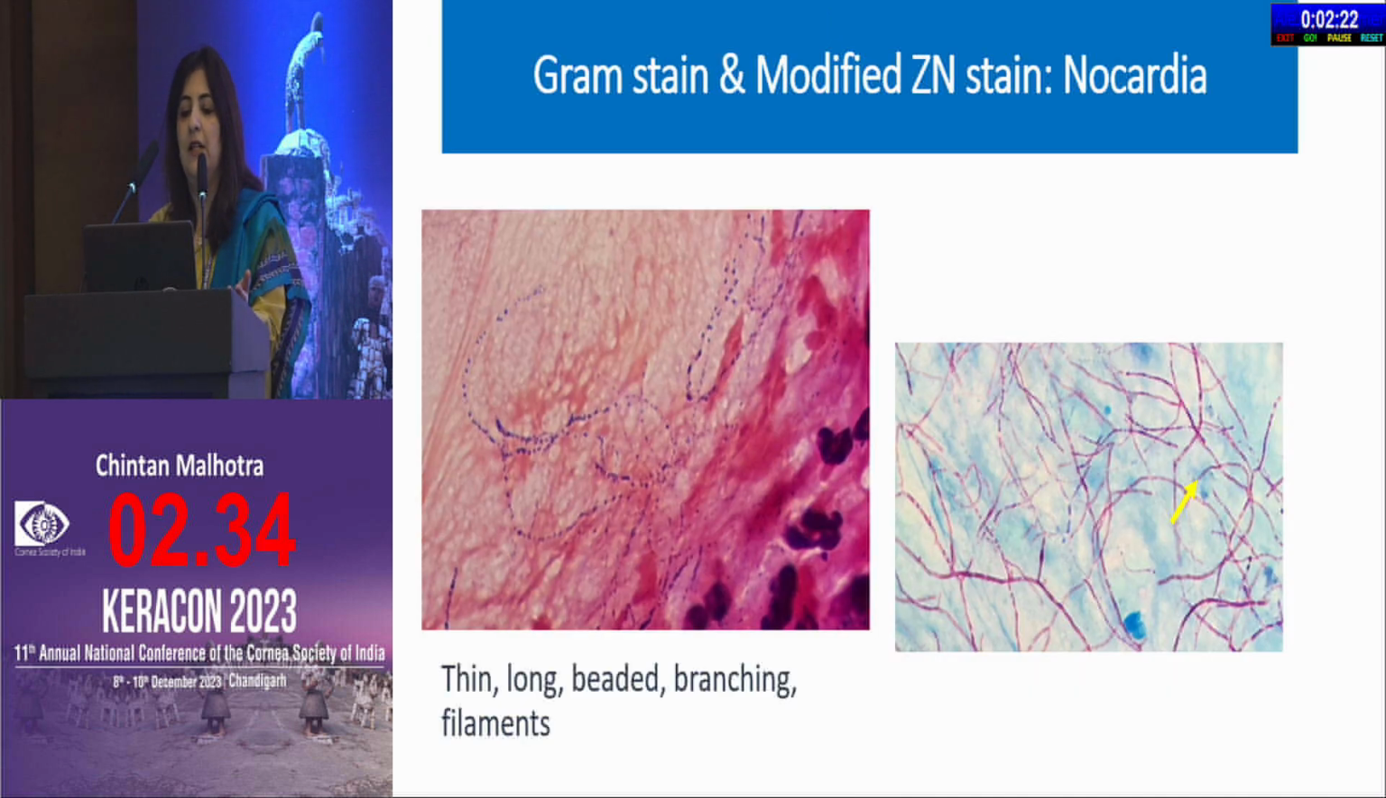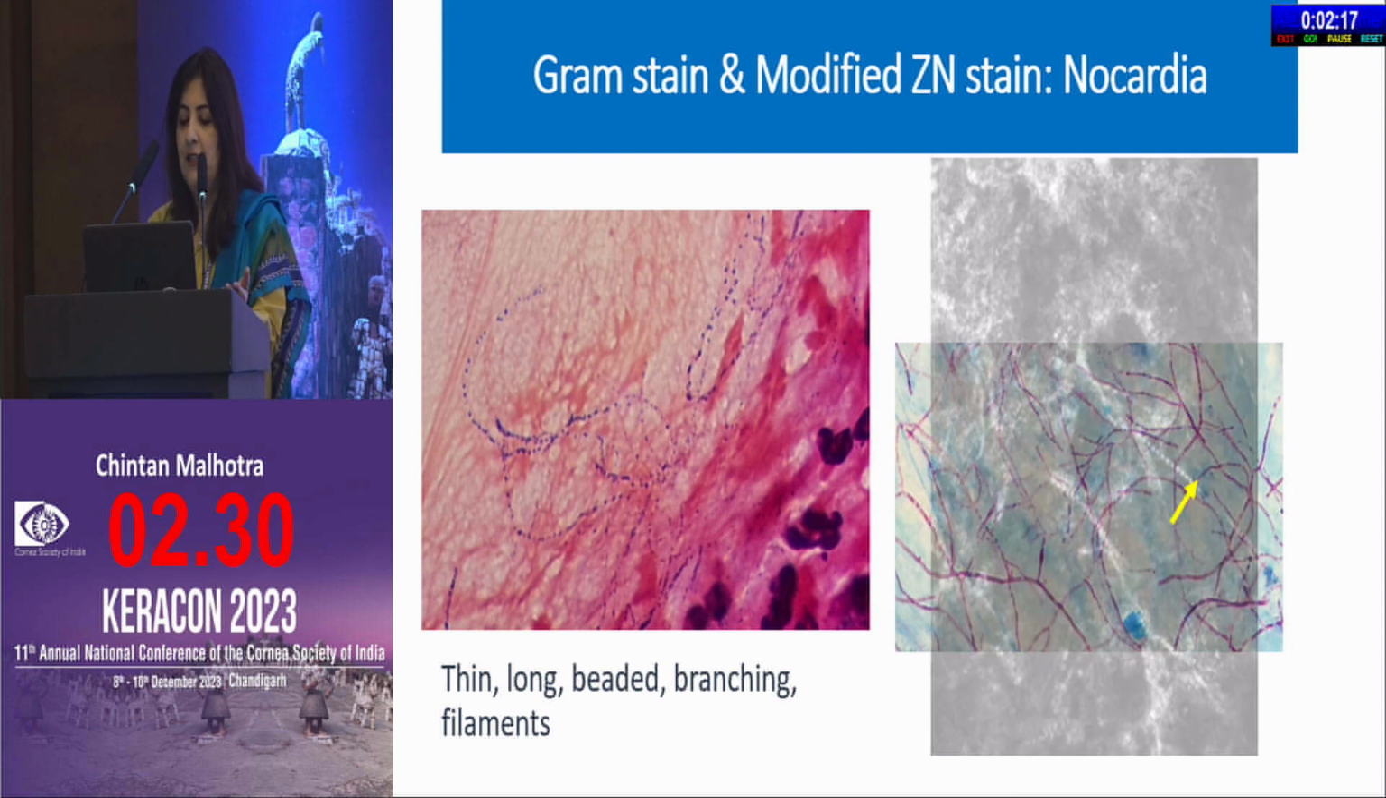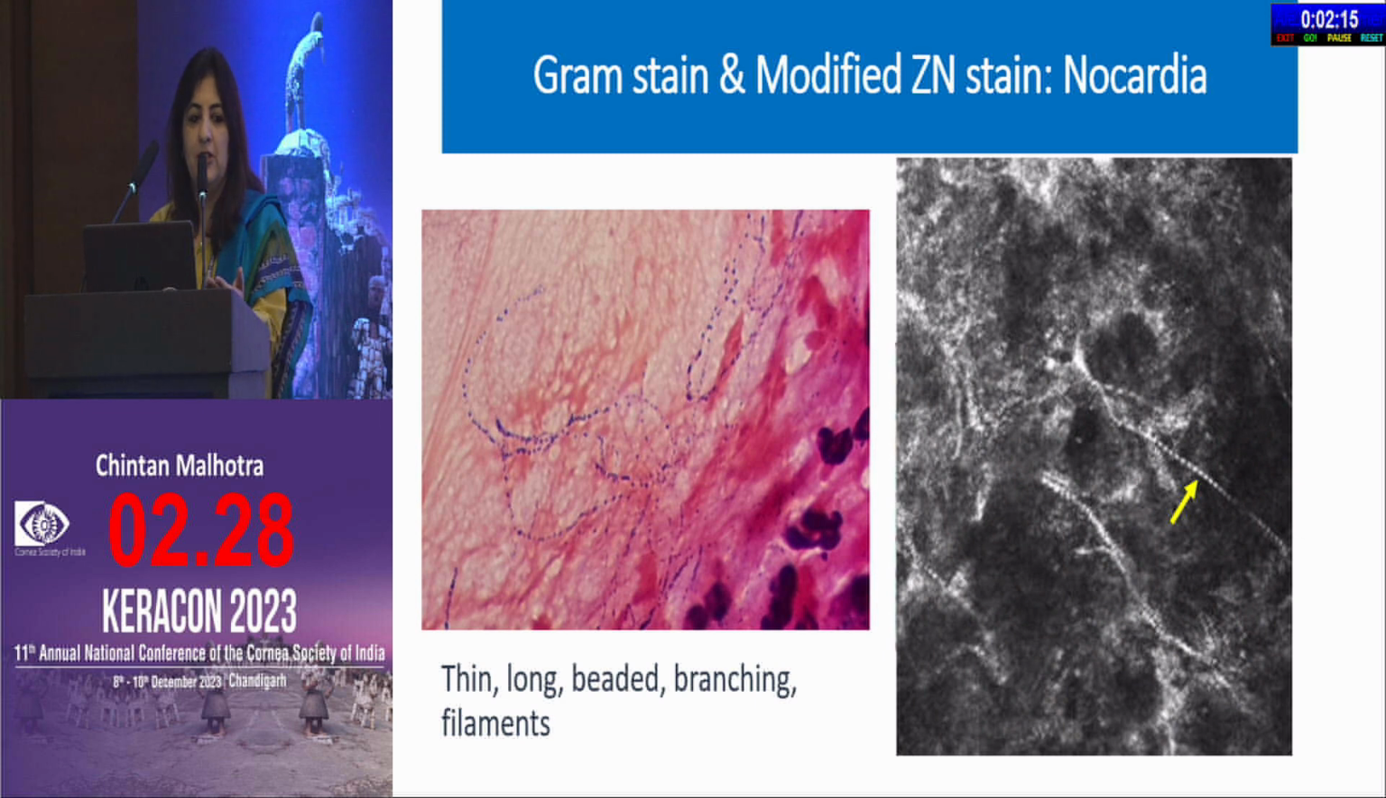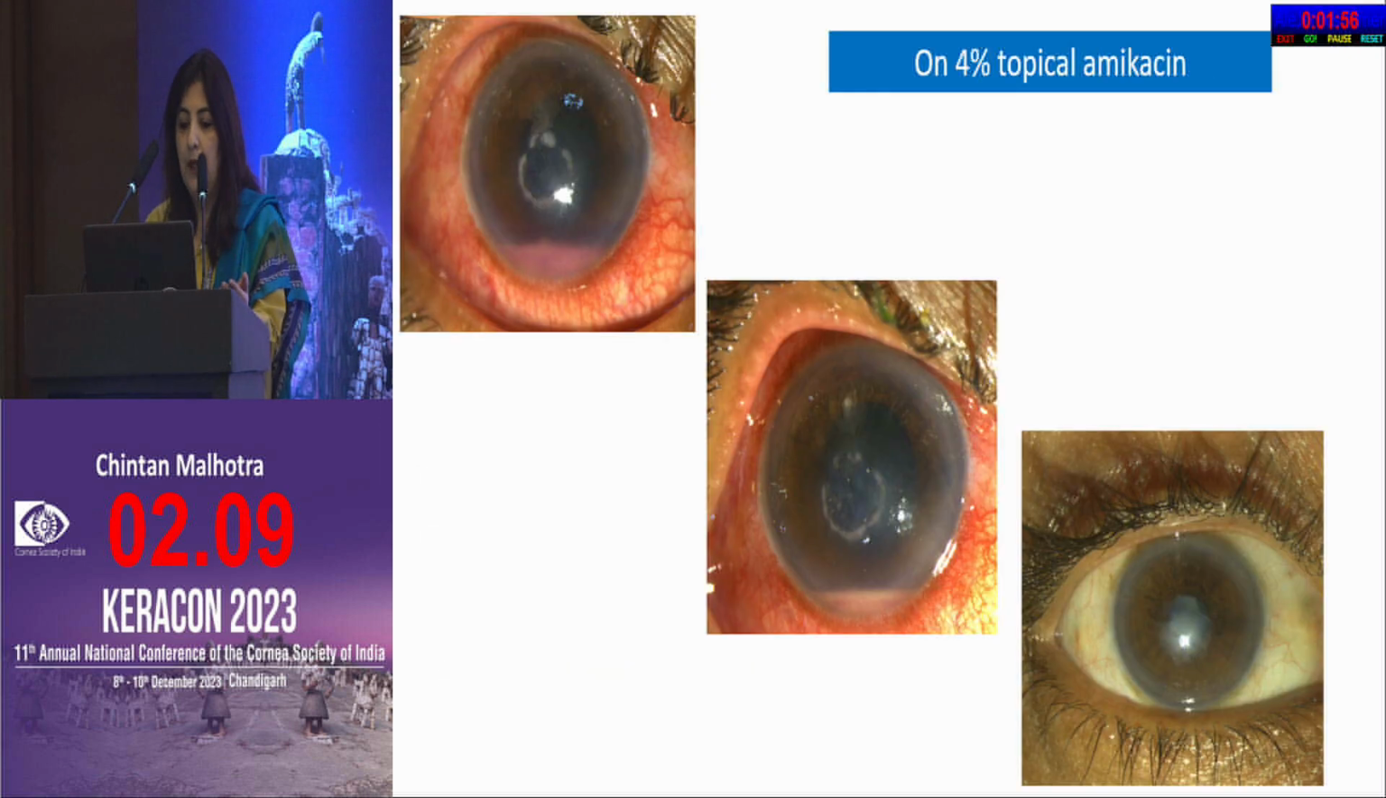So the Gram stain and modified ZN stain showed nocardia. And we can see that the confocal microscopy, before we got these results, we'd already done that. It was showing these beaded filaments, very classic beaded filaments, and this was nocardia clinically as well as on imaging. But it is not always possible to differentiate the nocardia filaments from fungal hyphae or from pythium for that matter. So this patient on topical amikacin improved over the course of 6 weeks.